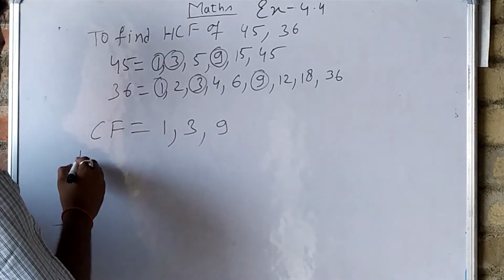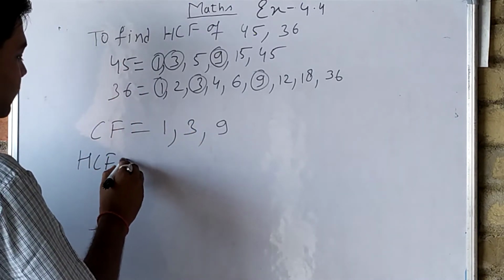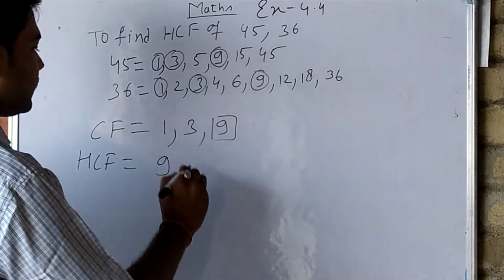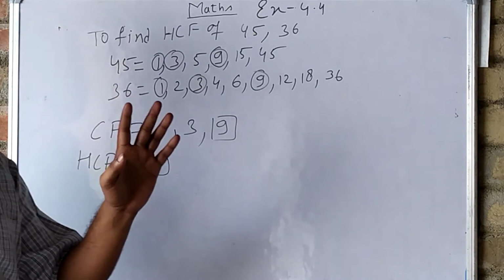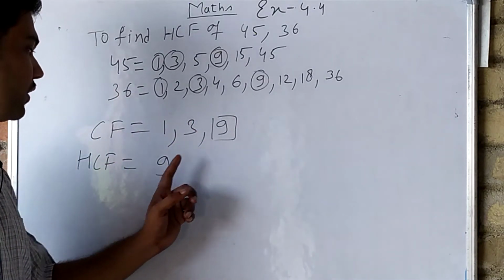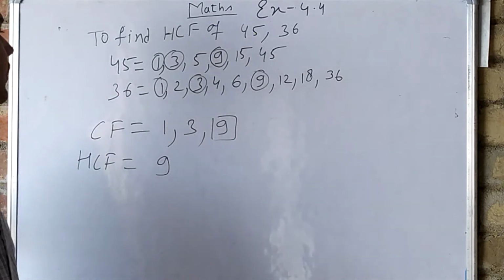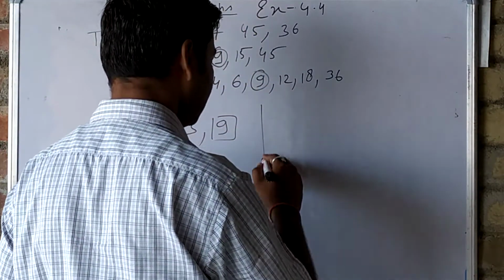So what will be the HCF? HCF will be 9 because 9 is the largest factor in common factors. 9 is the largest factor in common factors, so HCF will be 9. Understand? Now let us try with the prime factorization method.